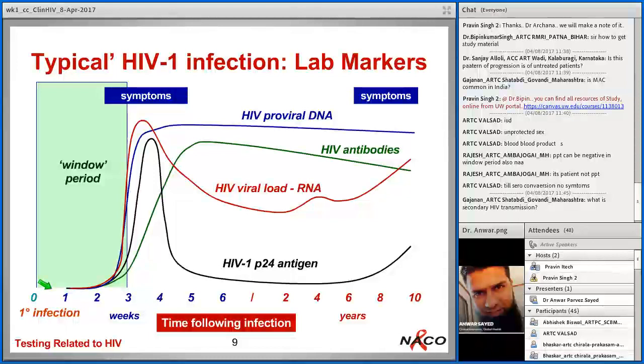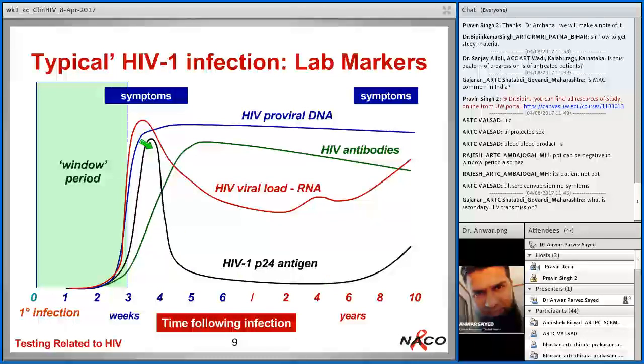On the day of prick or exposure. Similarly, if you see the viral load, it will have a window period. But if you look at the P24 antigen, as I said before, initially there will be a rise in P24 antigen, but then there will be a fall, and most of the time, it will be disappearance.